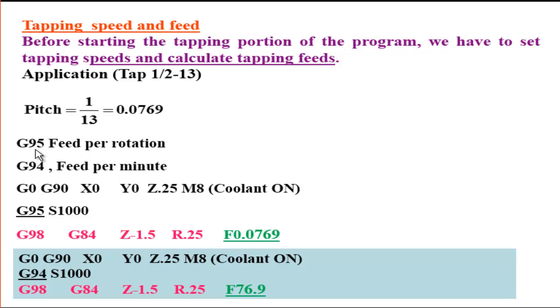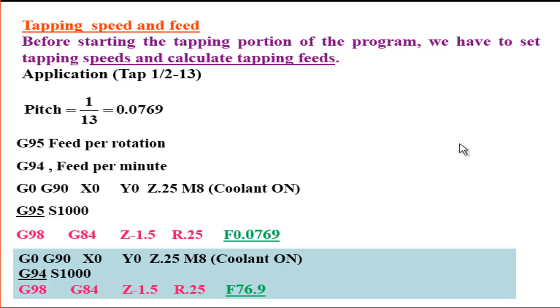How to transfer this feed from feed per rev to feed per minute? By multiplying this amount by the amount of rev per minute, which is 1000. So we multiply this by 1000, so it comes like this. So this is the difference between using feed per revolution or feed per minute. So we can summarize this process again.